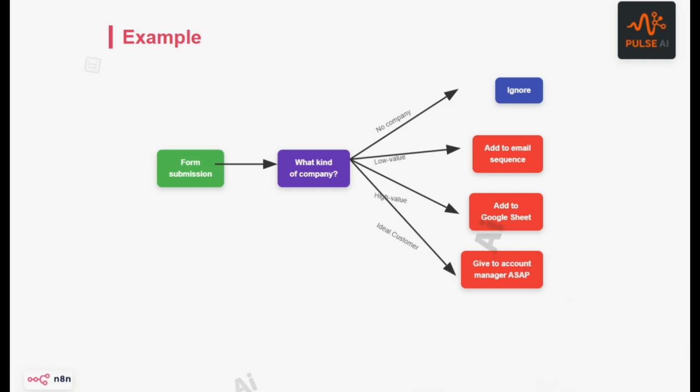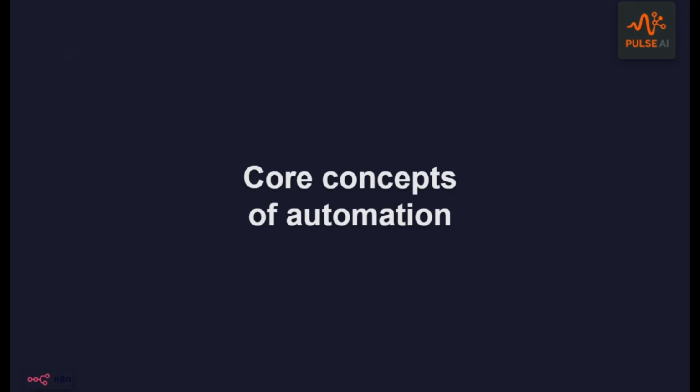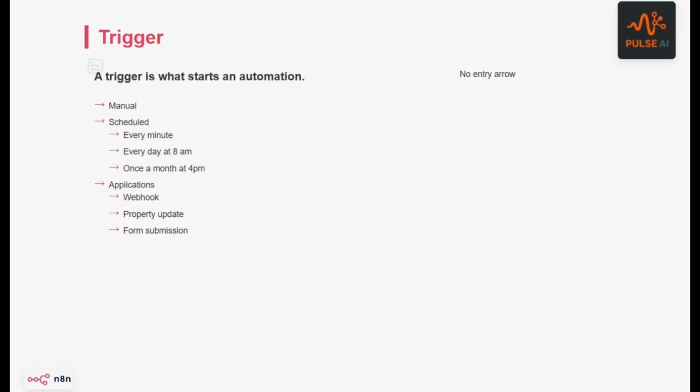I'd like to cover some core concepts of automation that are important to understand before building your first workflows. The first thing I'd like to talk about is a trigger. A trigger is what starts an automation. So from the example that we looked at earlier, we can see that the trigger was the form submission. When we're going to be drawing out these automations, we're going to see that the trigger is not going to have an entry arrow, only an exit arrow.